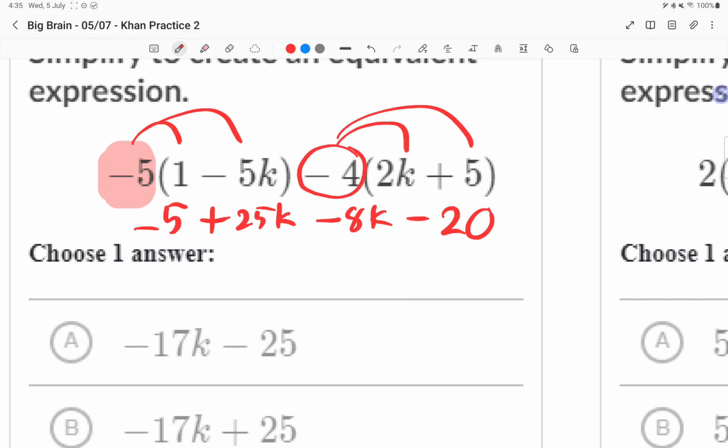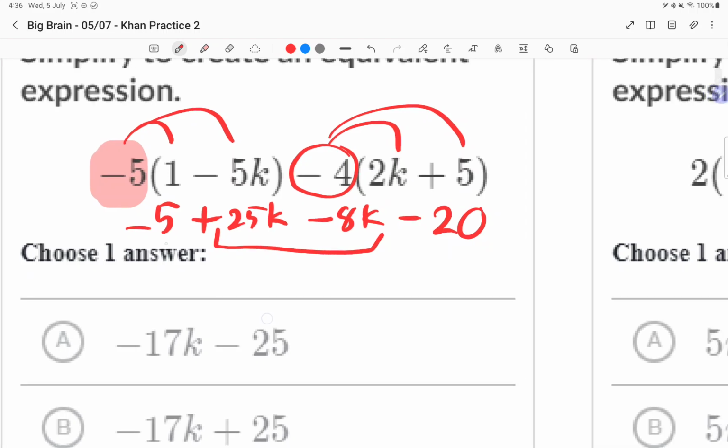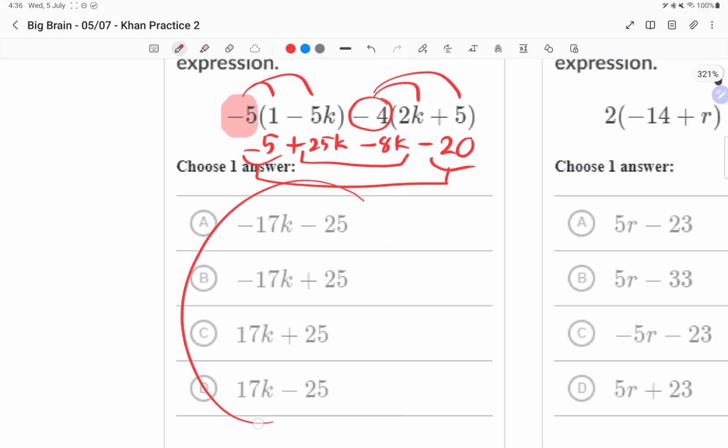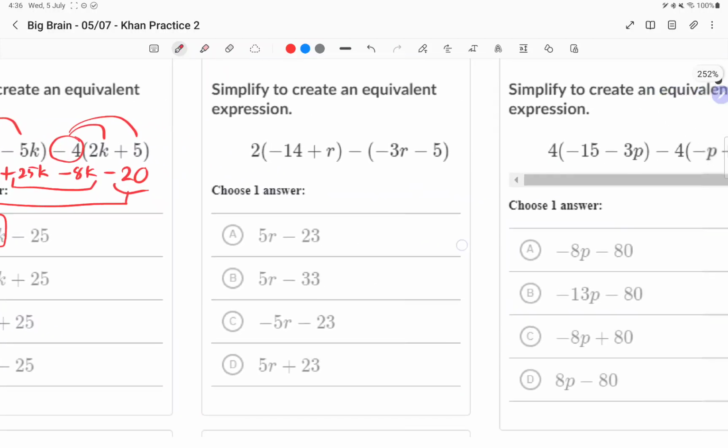Two. Yes, correct. Solina, give me the first pair of like terms. 25k take 8k. Yes, correct. Alvina, give me the other one. -5 and -20. Yes, -5 -20. So if you were to combine those, you will find one of the answers will be the correct one. If you notice the answer, it's either -17 or +17. So that's the idea. And the other questions are quite similar as well.